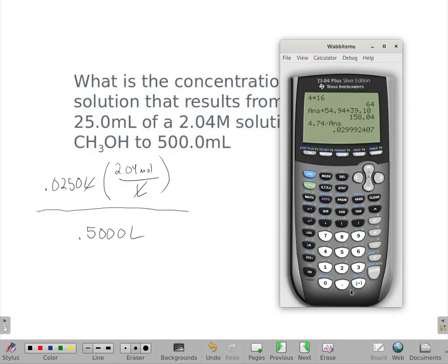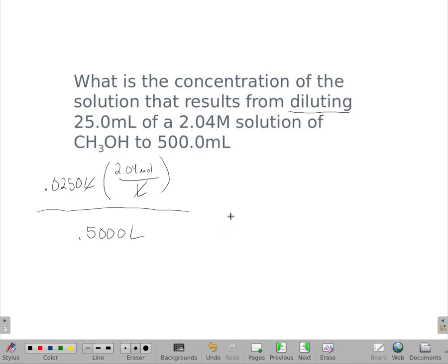All right, so 0.25 times 2.04 gives us the moles. Divide that by 0.5. Now we have a new concentration. Oh, I was going to say that's not right, but I put in 0.25. How about I do 0.025 times 2.04 and then divide that by 0.5. That's better. 0.102 molar is the new answer.